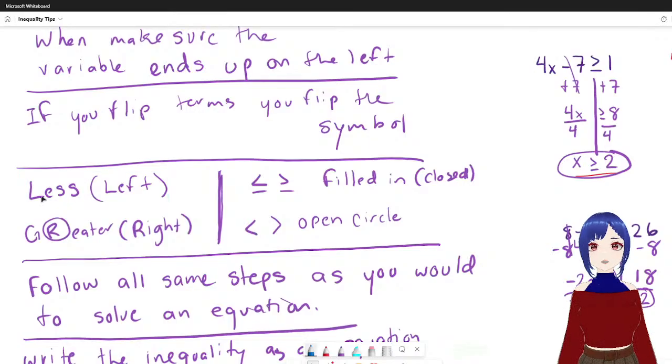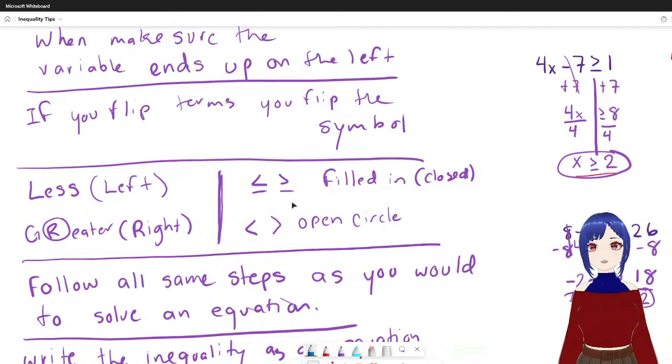Last goes to the left. That's a mnemonic, L and L. That's one that I think is really helpful. The less left, greater right only works if you make sure your variable's on the left-hand side. So less to the left, greater to the right. Greater does have an R in it, so if remembering that R is there helps you, you can do that.